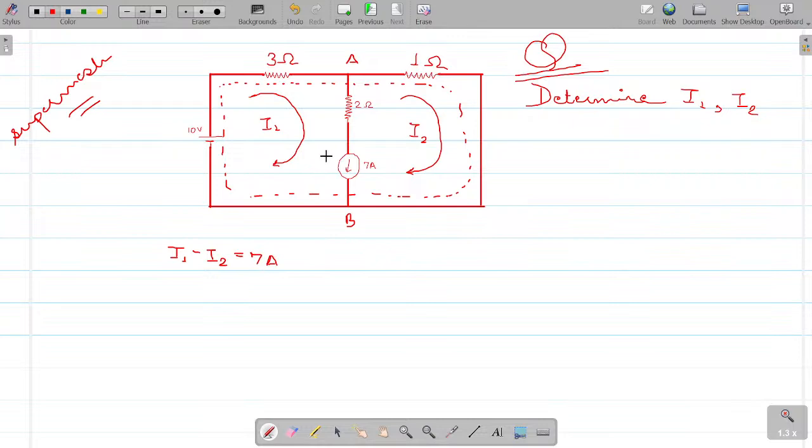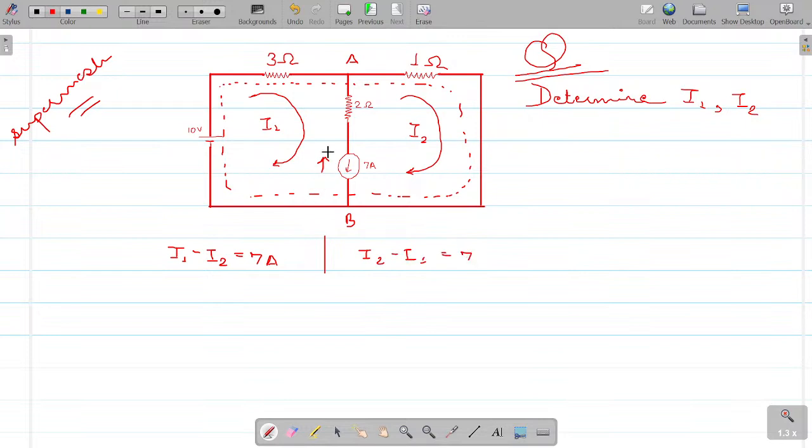For example, what if the direction of current was like this? Can I still write I1 minus I2 is equal to 7 amperes? Would that still be true? No. In this case, we will write I2 minus I1 is equal to 7.